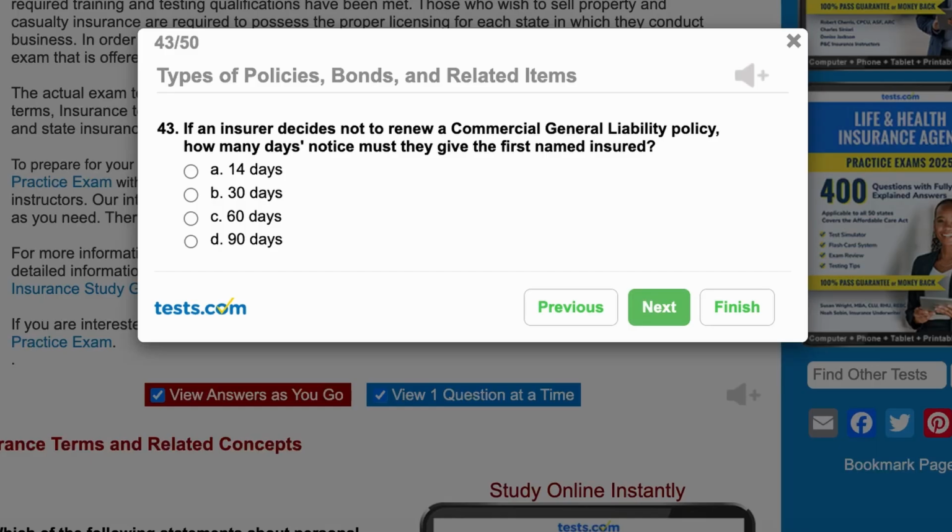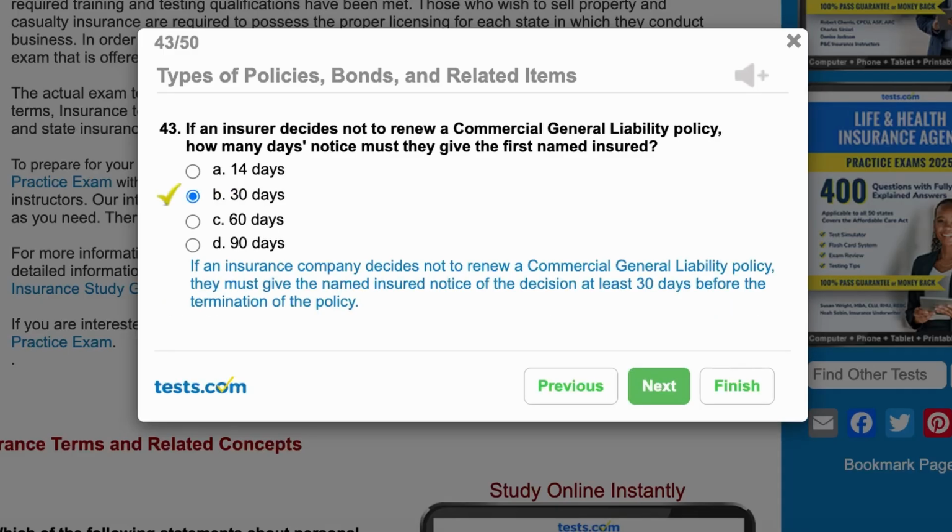Question 43. If an insurer decides not to renew a commercial general liability policy, how many days' notice must they give the first named insured? A. 14 days. B. 30 days. C. 60 days. D. 90 days. B. 30 days. If an insurance company decides not to renew a commercial general liability policy, they must give the named insured notice of the decision at least 30 days before the termination of the policy.